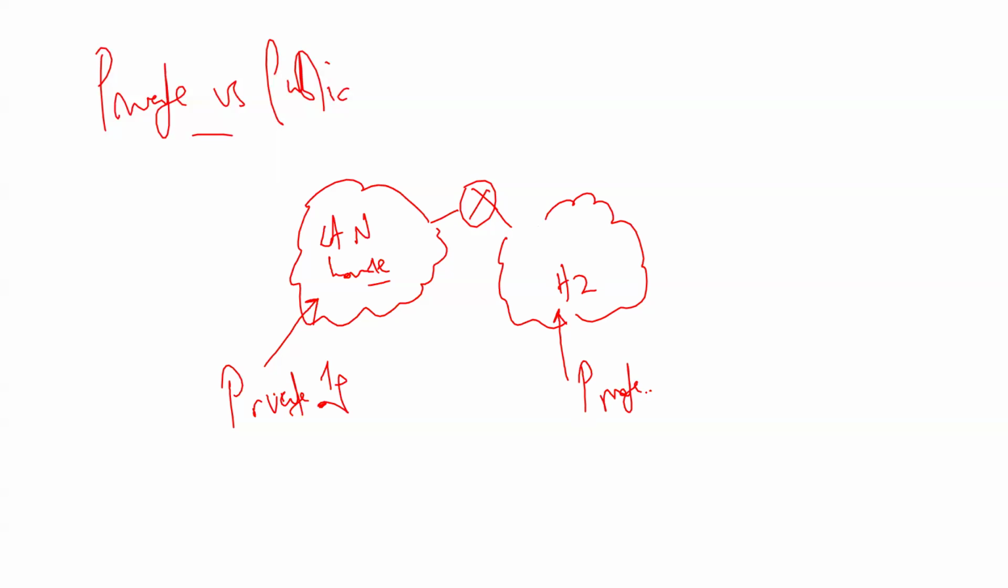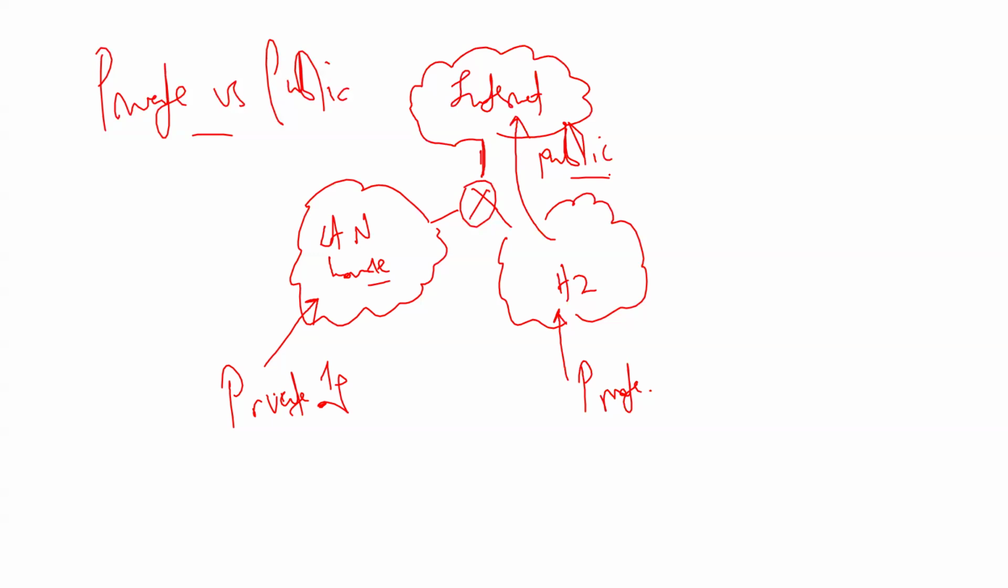If these two networks want to connect to the internet, their private IP addresses will need to be converted to a public IP address. So basically, private IP addresses are addresses that we use in our local area networks, and public IP addresses are addresses that are used for the internet.